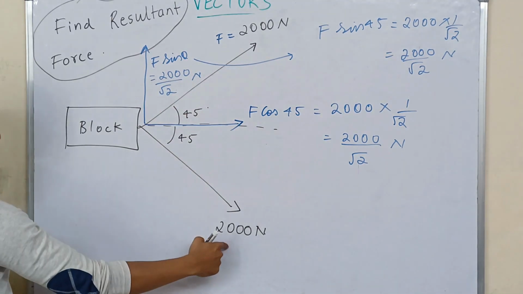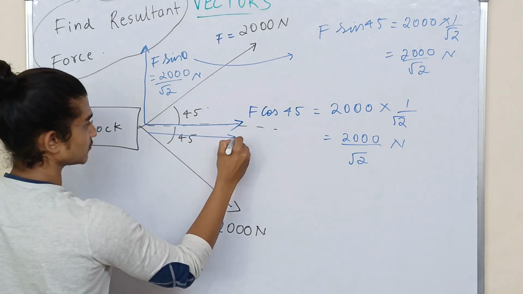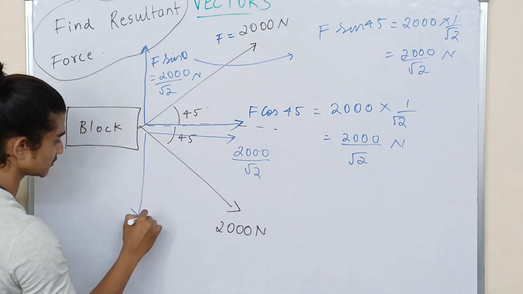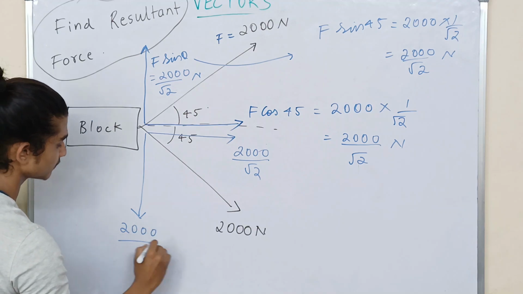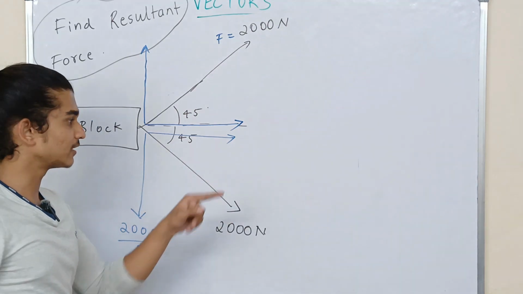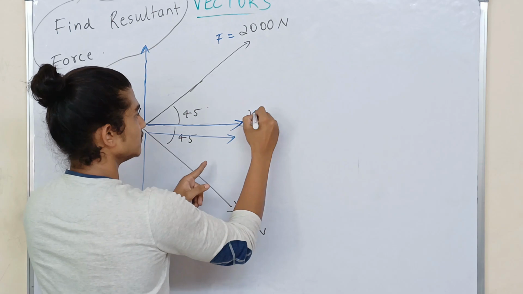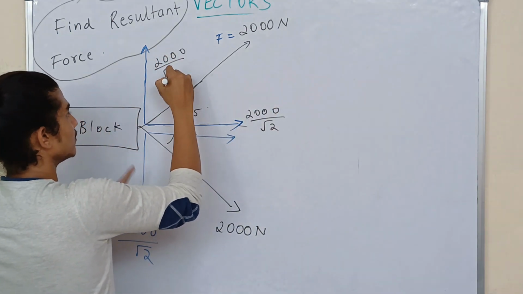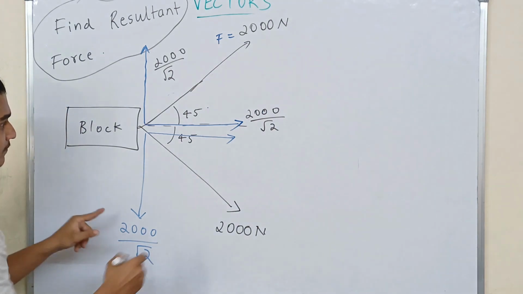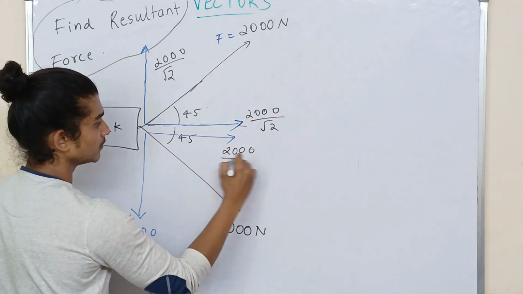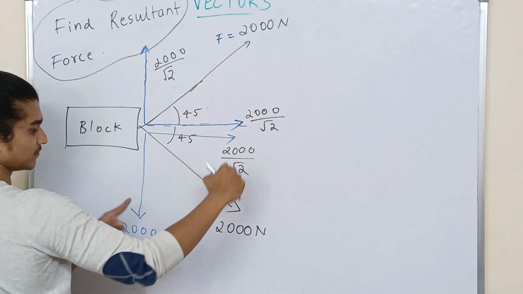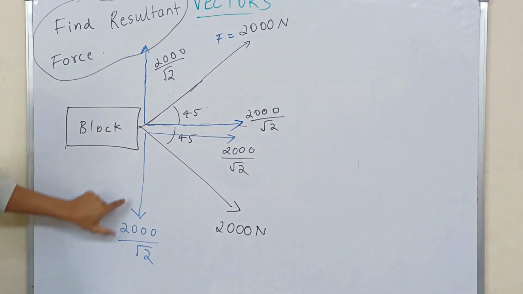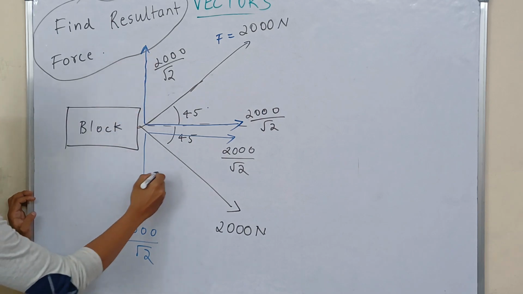Similarly, if I resolve this particular vector, the components are going to be 2000 by root 2, and this is also going to be 2000 by root 2. So I'm going to write everything separately. This force, we found as 2000 by root 2 Newton. This force is also 2000 by root 2 Newton. This is also 2000 by root 2 Newton, whereas this force is also 2000 by root 2 Newton. So the resolution of this vector is going to be these two, and the resolution of this vector is going to be these two.